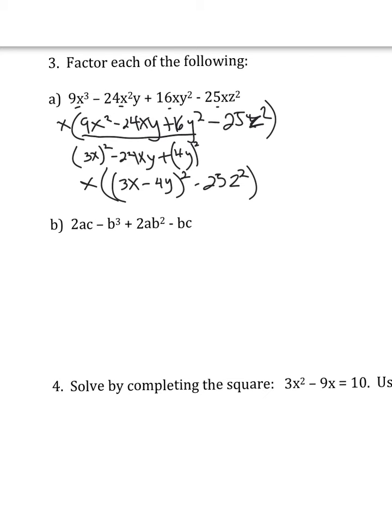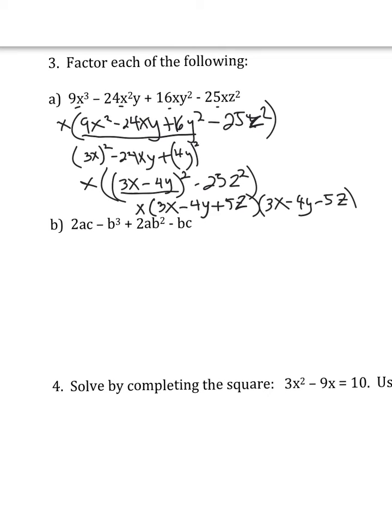Now we have a difference of perfect squares, where a squared is 3x minus 4y squared, minus b squared, where b is the square root of 25z squared, or 5z. And again, all still multiplied by x. So we're going to have x times 3x minus 4y plus 5z times 3x minus 4y minus 5z.